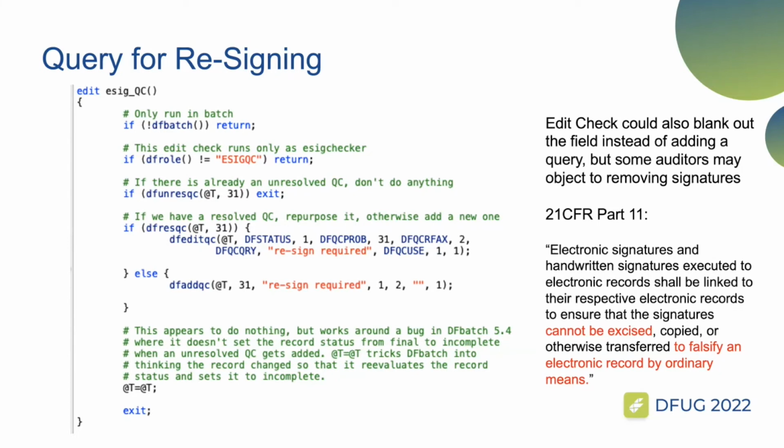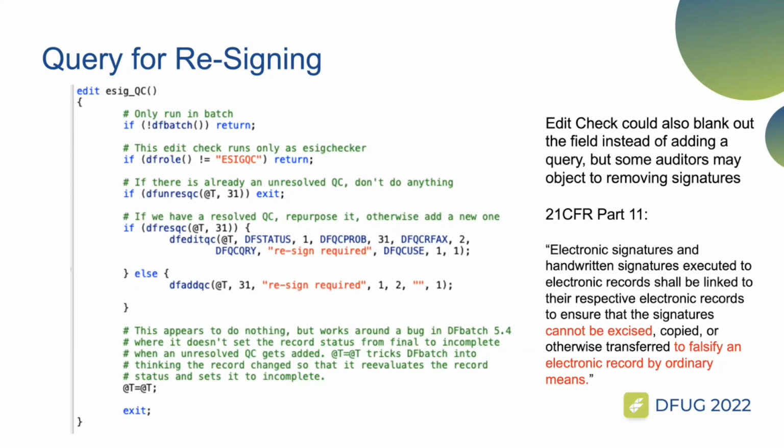Otherwise, we'll check to see whether we have a resolved query. If we do, we're going to just edit it to make it unresolved again. And otherwise, we're going to add a query to that field. Again, both type 31s. And then the last little bit is, when we put a query on a field, if it's marked as final, we need to get it marked as incomplete. And there's a bug in DFbatch 5.4 that didn't reset the record status correctly, so it was possible to have a final record that had a query on it.